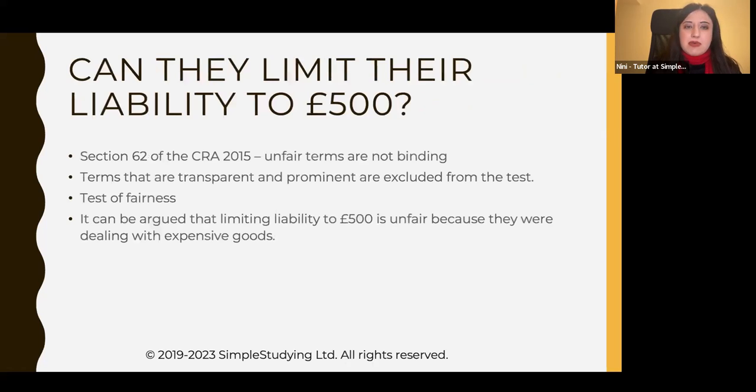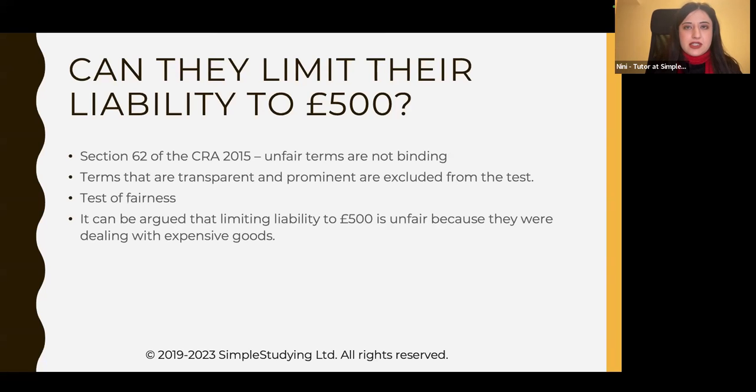Can they limit their liability to £500? That's another issue. There is something called unfair terms, and unfair terms are not binding. That's section 62 of the Consumer Rights Act 2015. Terms that are transparent and prominent are excluded from the test of fairness. So there is a test of fairness that this clause has to go through. And if the court says that those terms are fair, then the clauses will be effective.